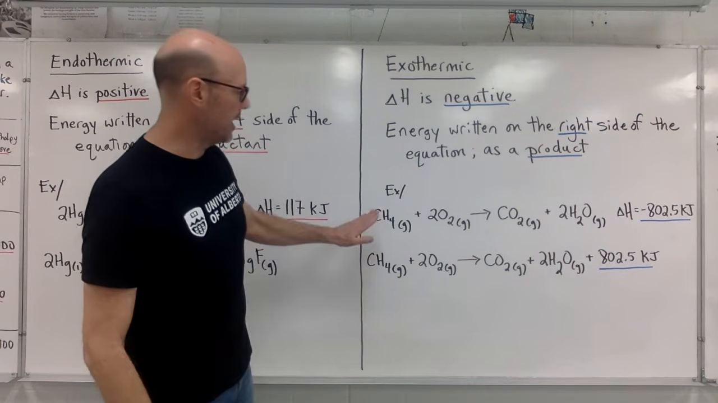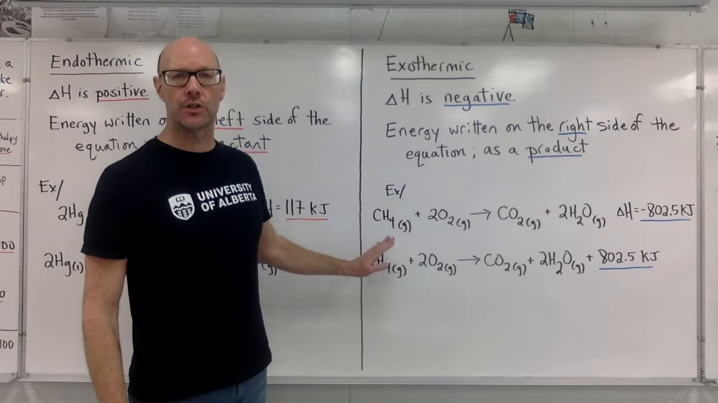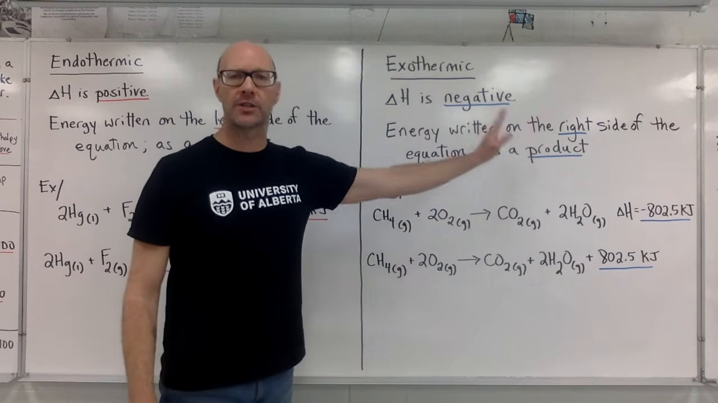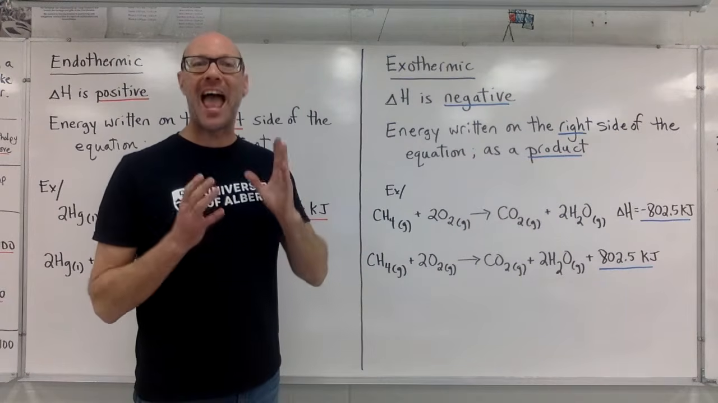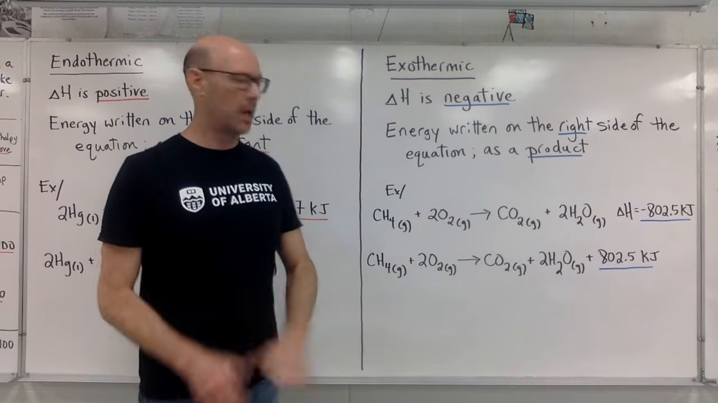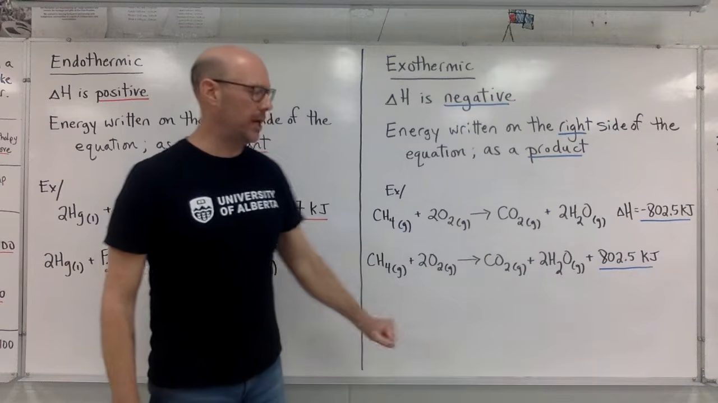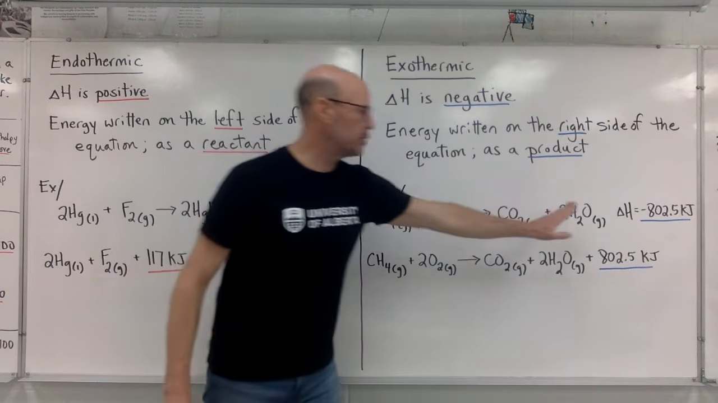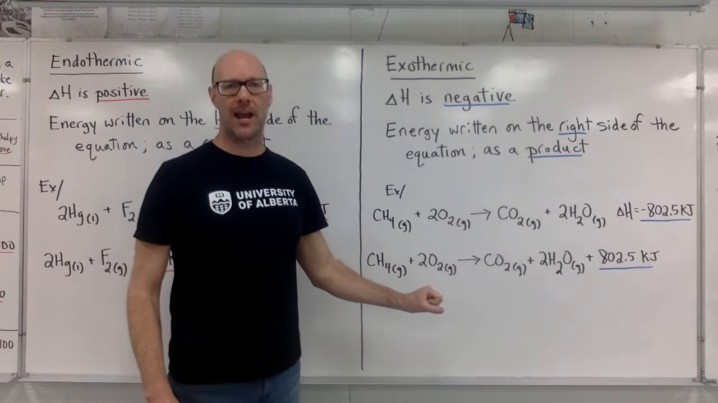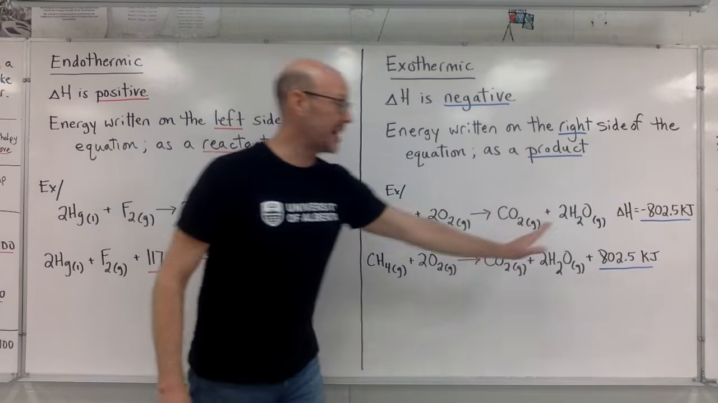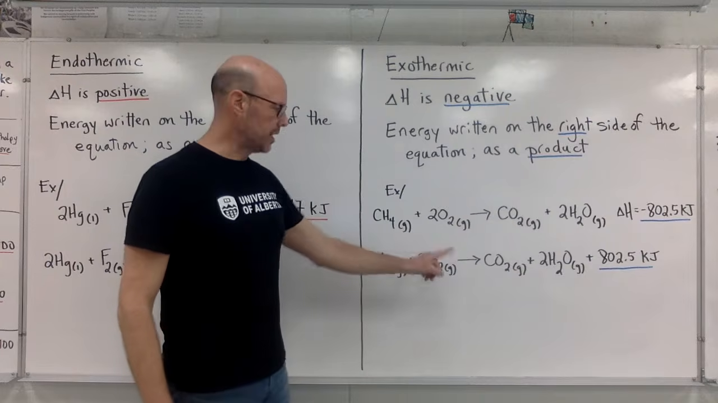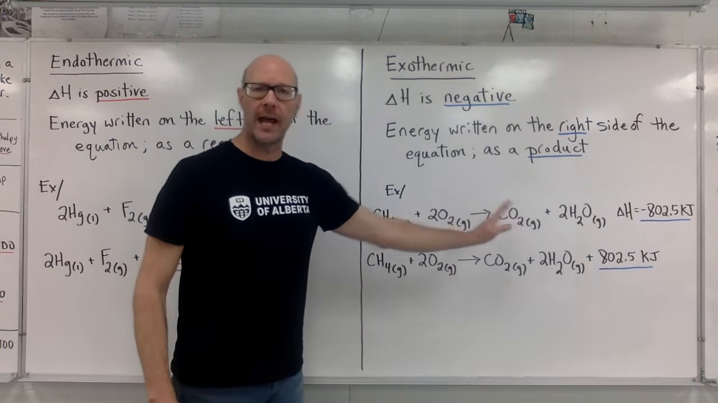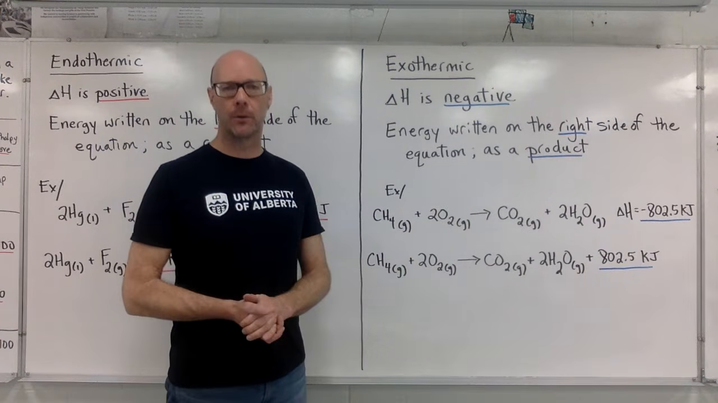Here we can see methane reacting with oxygen to make carbon dioxide and water. And there's the delta H on the side with that explicit negative. When we rewrite the equation, there's the arrow, and the energy shows up after the arrow. It doesn't have to be the last term in the equation, but it does have to show up on the right-hand side after the arrow.